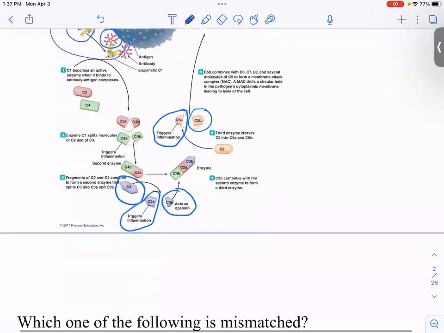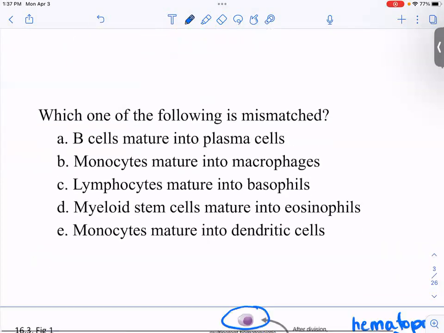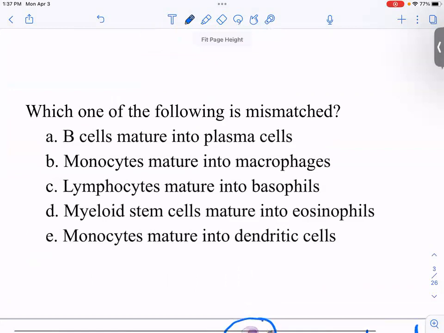Okay, it's one of those things you just kind of gotta read over a number of times to get it to sink in. Okay, question about cells. Which one of the following is mismatched?